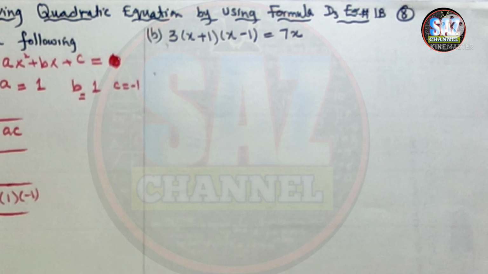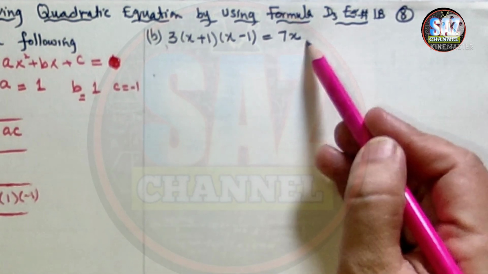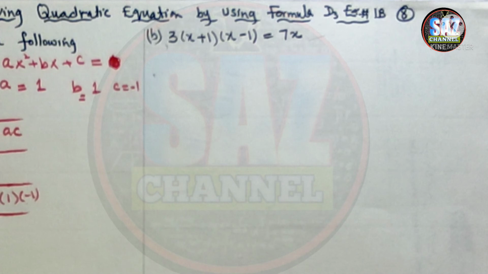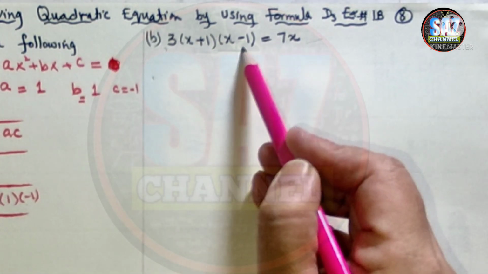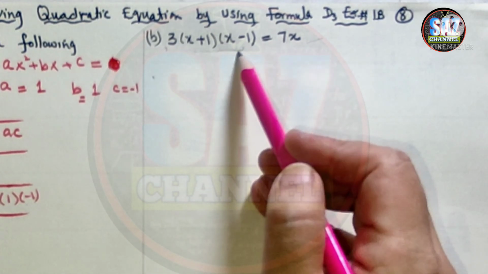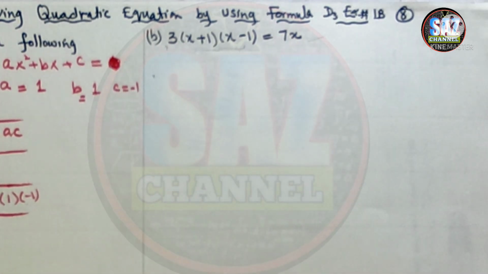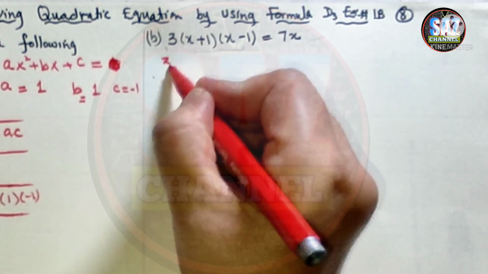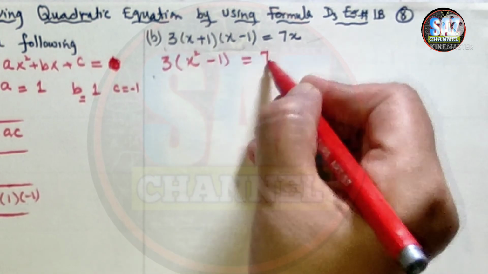Okay, the next question says that 3 into x plus 1 into x minus 1 equals 7x. Now, if we look at this part of the question, x plus 1 into x minus 1, we can simplify it by using the algebraic identity, the difference between two squares. So, according to that, the question takes the form 3 into x square minus 1 equals 7x.